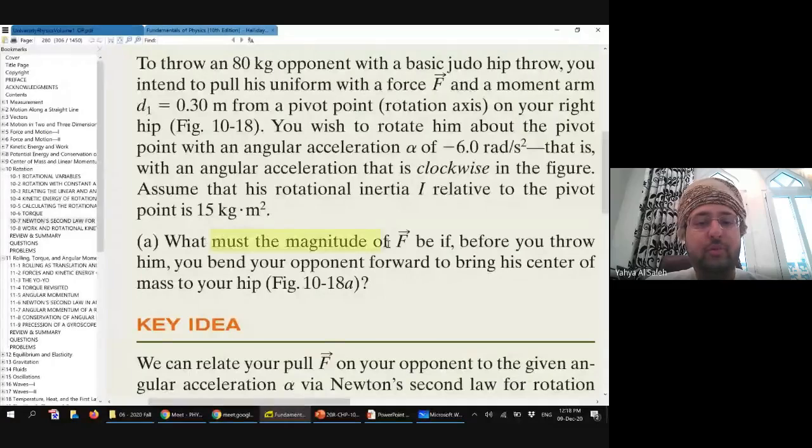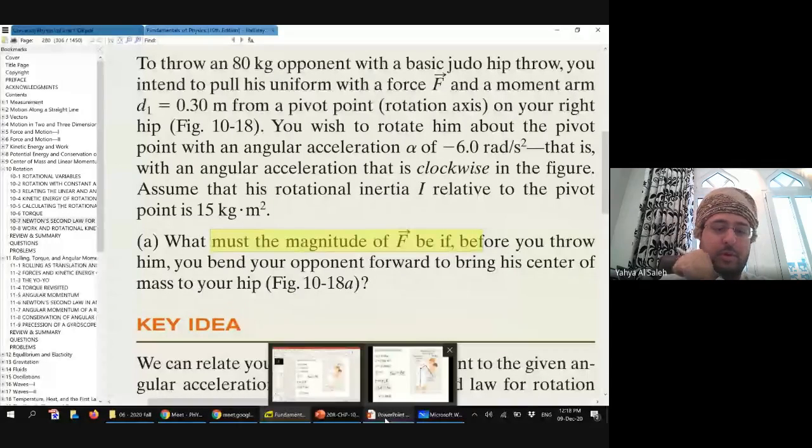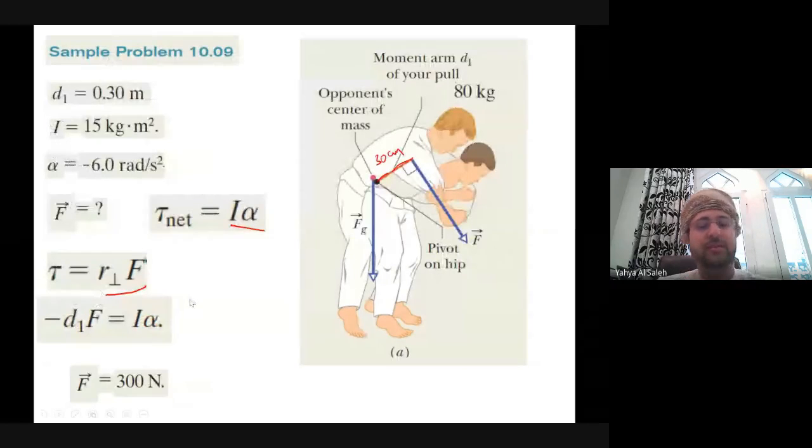The question asked for the magnitude of F. Otherwise, it would be minus 300 newtons.